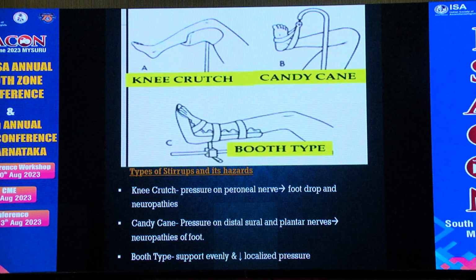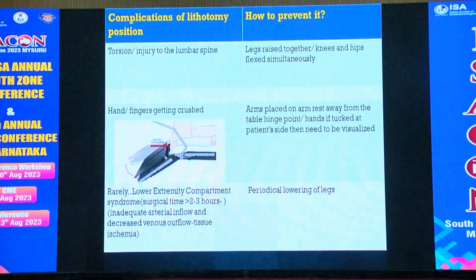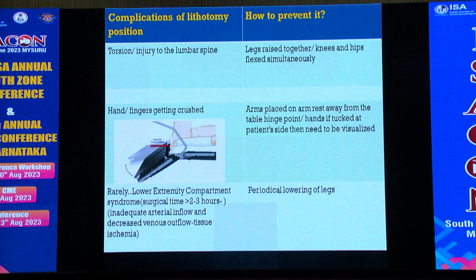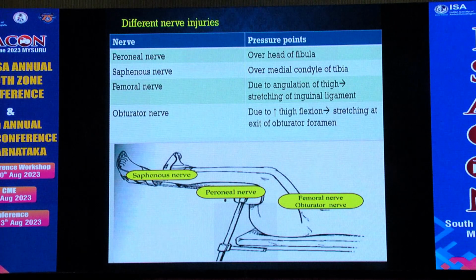Again you can expect different nerve injuries. In knee crutch you can expect peroneal nerve injury, in candy cane the distal sural and plantar nerves, and boot type is better than these two. So what are the complications you can expect? Always while putting the patient in lithotomy position, put both the legs simultaneously in order to prevent injury to the lumbar spine, and hands should be taken care of, they can get crushed when the foot end of the table is raised, and also rarely you can expect compartment syndrome when the surgery goes on for more than 2 to 3 hours. So as an anesthetist, I need to lower the legs periodically when the surgery is more than 2 to 3 hours. And these are the different nerve injuries.